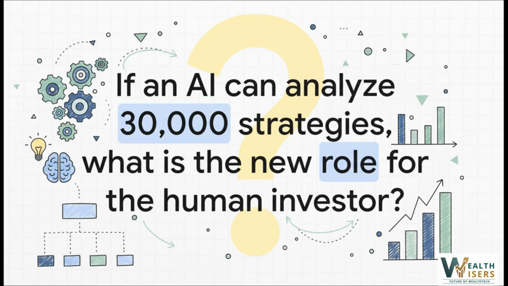So that leaves us with one last big question to chew on. We just walked through a system that can do the work of 1,000 human analysts in just a few hours. So if an AI can analyze 30,000 strategies, what's the new job for the human investor? Does our role shift from picking the winners to building and guiding the machines that do? Definitely something to think about.